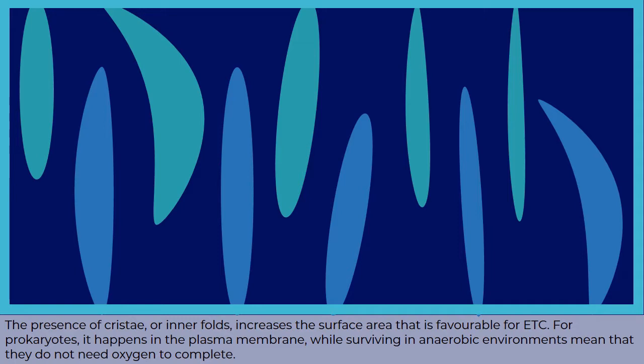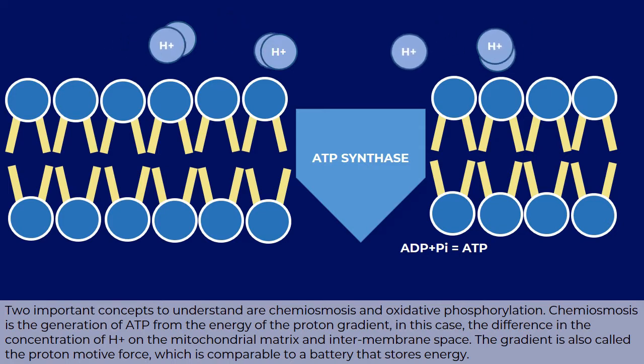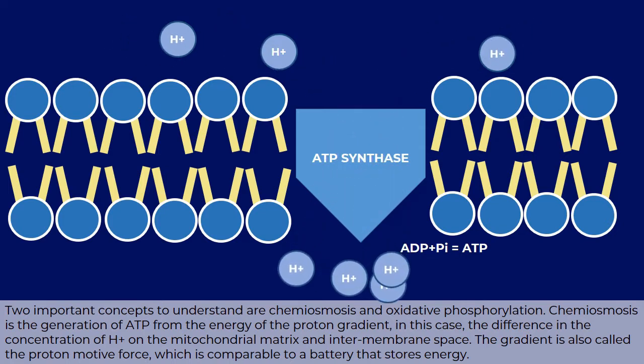For prokaryotes, it happens in the plasma membrane, while surviving in anaerobic environments means that they do not need oxygen to complete. Two important concepts to understand are chemiosmosis and oxidative phosphorylation. Chemiosmosis is the generation of ATP from the energy of the proton gradient, in this case, the difference in the concentration of H+ on the mitochondrial matrix and intermembrane space.